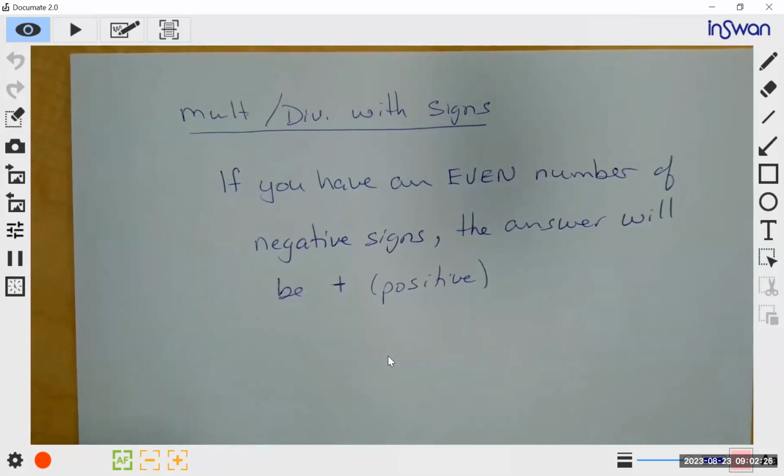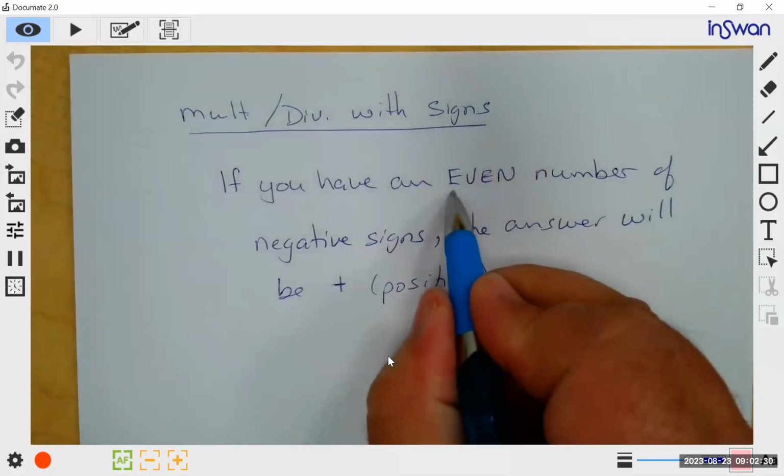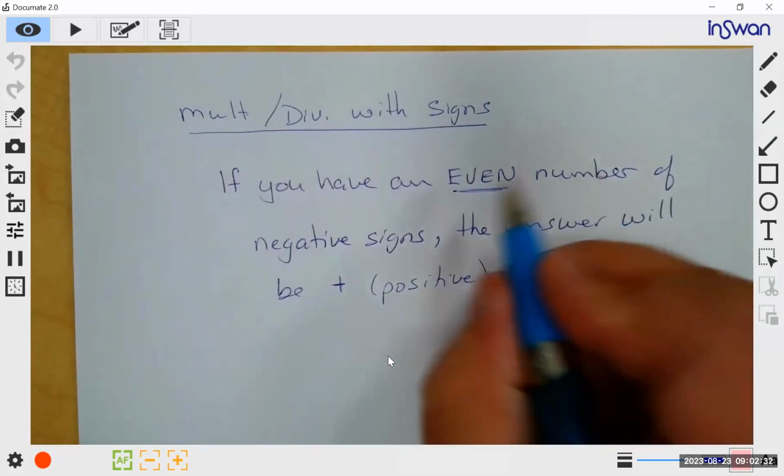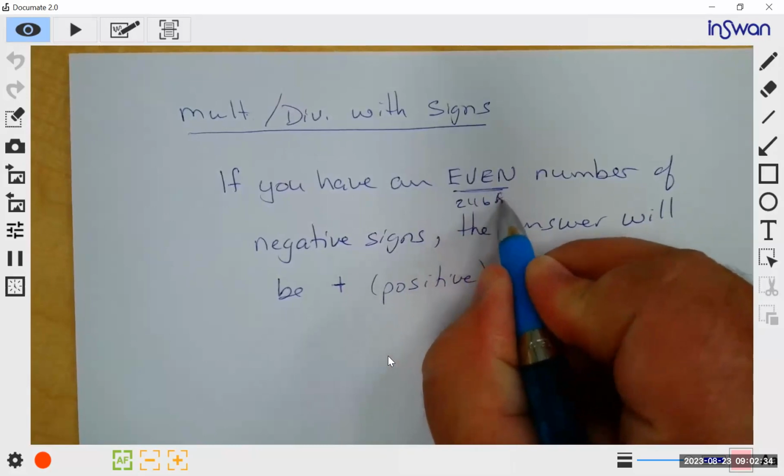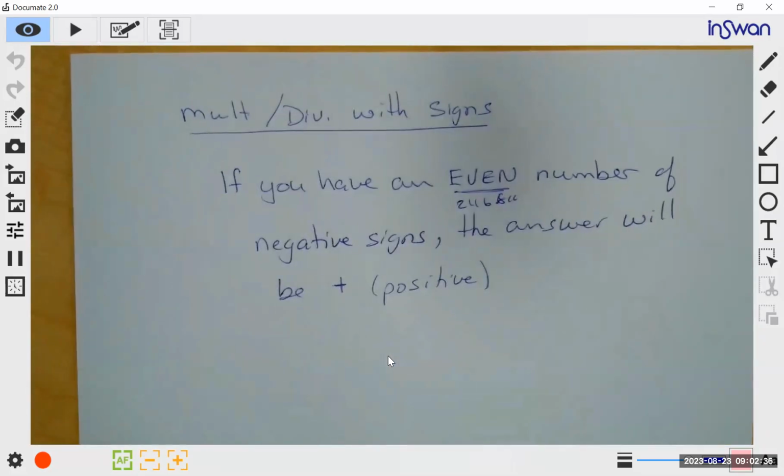If you're multiplying a whole series of numbers, count the number of negatives. If there's an even number, what's an even number? Yeah, 2, 4, 6, 8, 10. If you have an even number, then just forget the signs now. You know the answer is going to be positive. Just worry about the numbers.